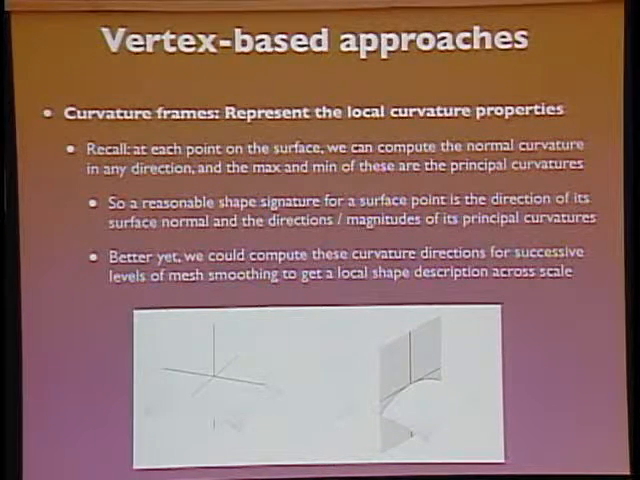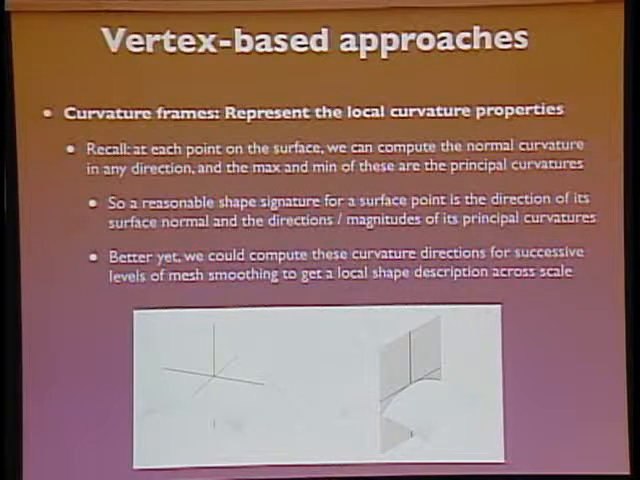So you smooth once and you calculate the principal curvatures, smooth again, calculate the principal curvatures again. So that'll give you a sense of how the geometry of the object seems to change as you change the scale or the level of detail. And these are called curvature frames.